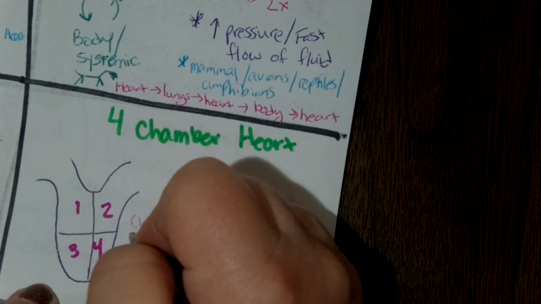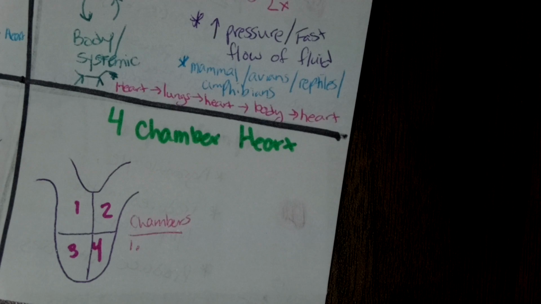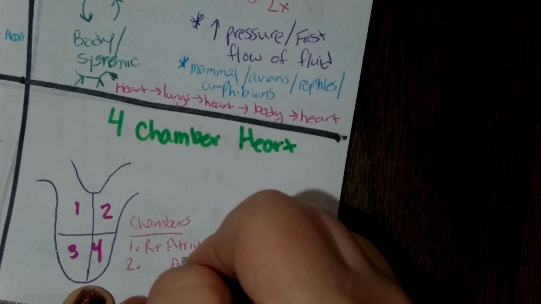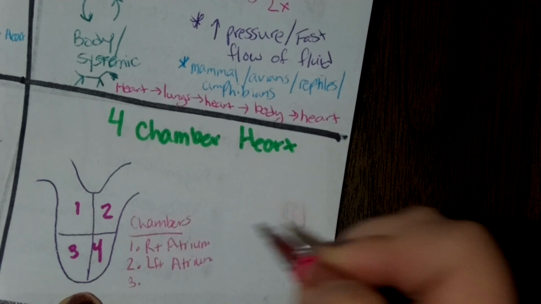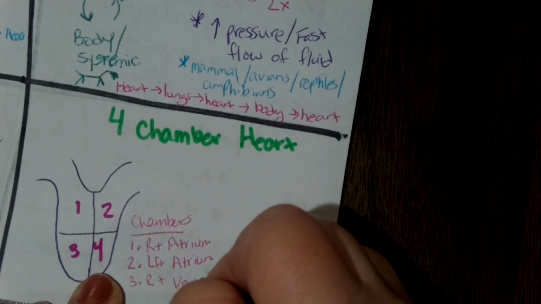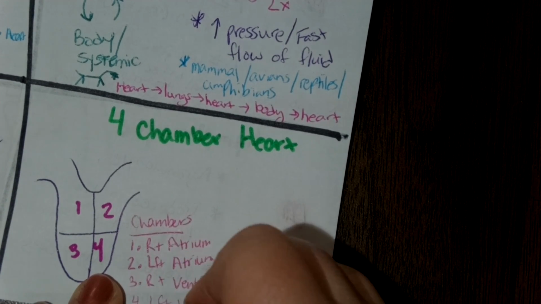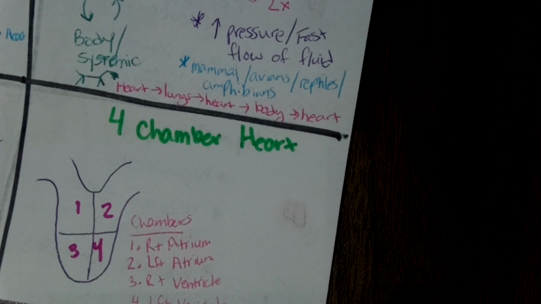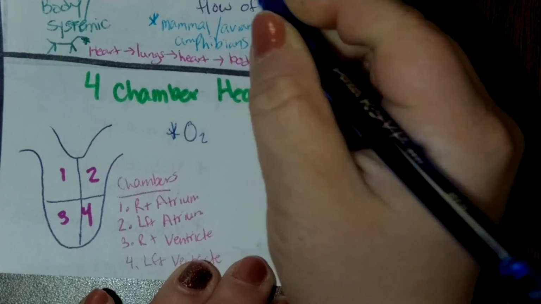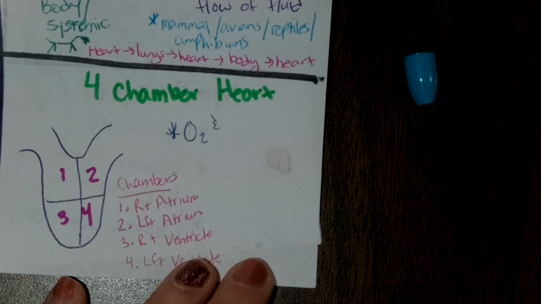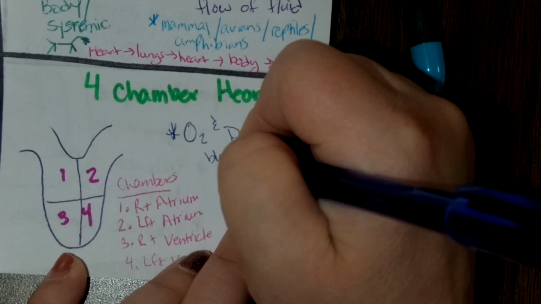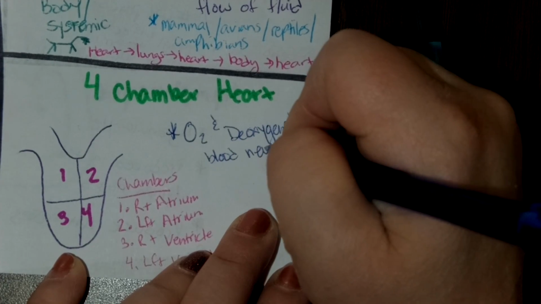So we have, the first chamber is what? Right atrium. The other atrium is called, then what are the chambers at the bottom? Right and left ventricle. Good. So we have oxygenated and deoxygenated blood. Did they ever meet each other? Nope. So they never mix.